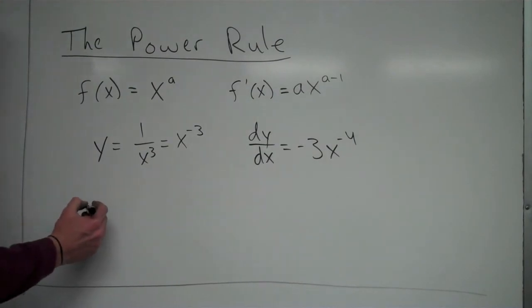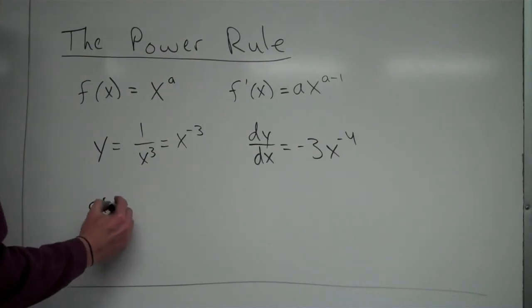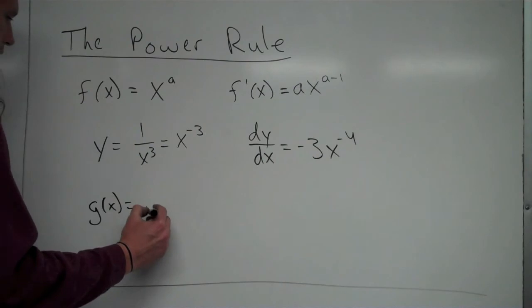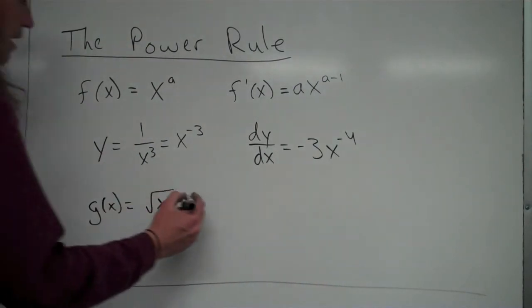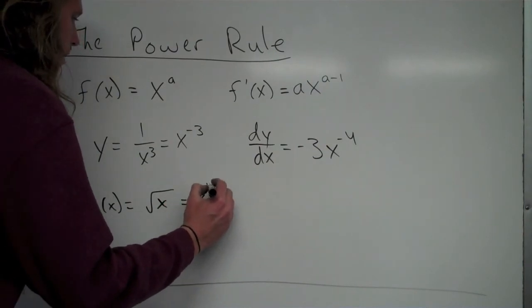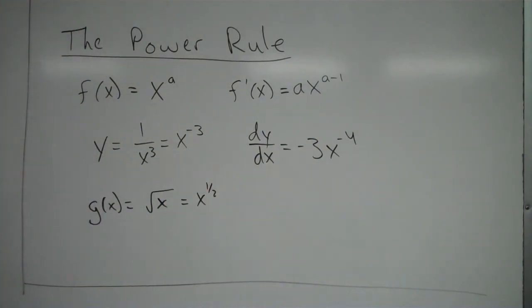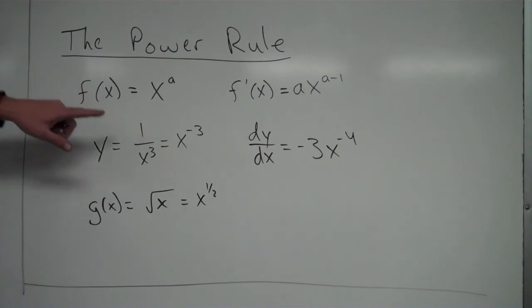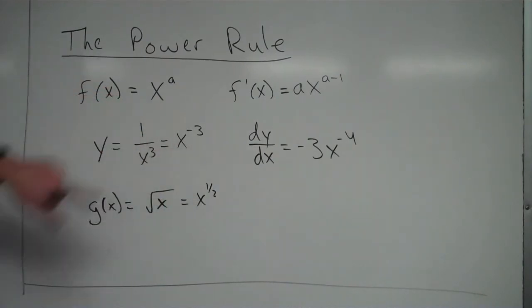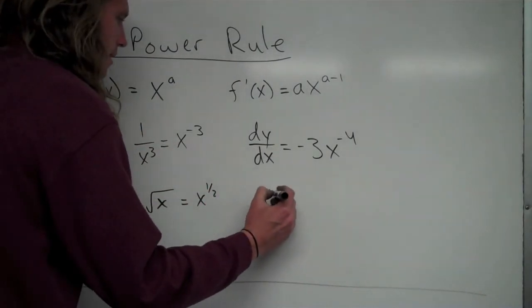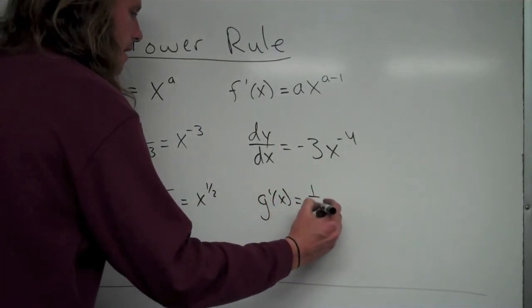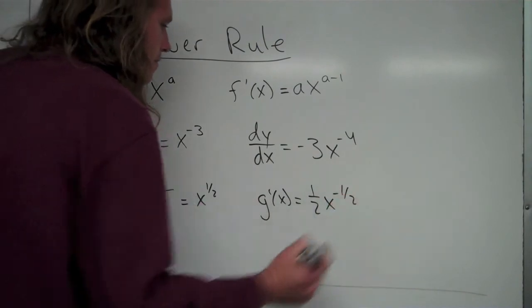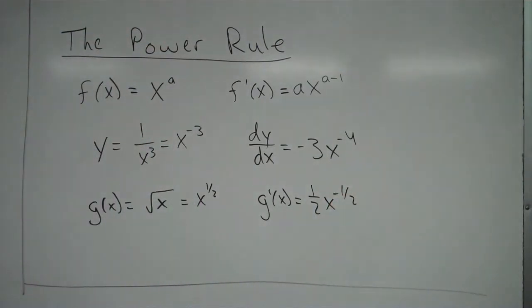You could apply the same thing with a square root, for instance. If I had the square root of x, before I took the derivative of that, I could rewrite this as x to the 1/2. And so now it's set up for the power rule, so I can take the derivative nice and quickly. That's going to be, bring the 1/2 down in front of the x, 1/2 x to the negative 1/2. Okay, there you go. Pretty exciting stuff there.